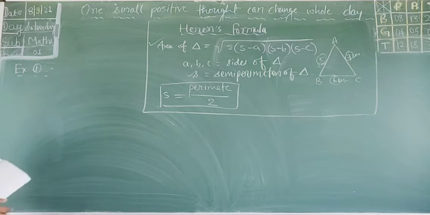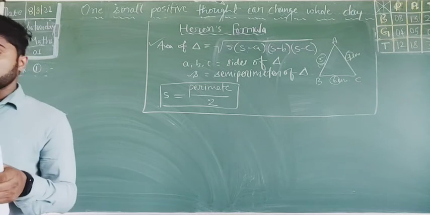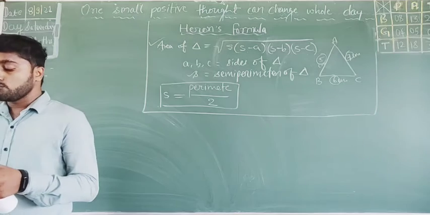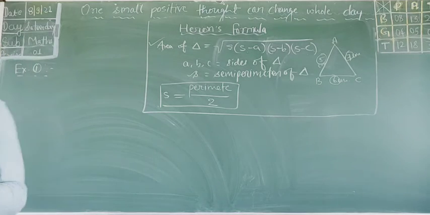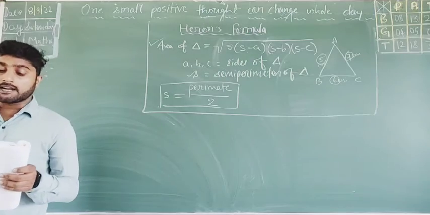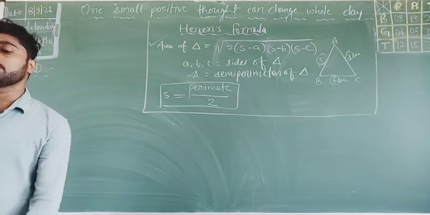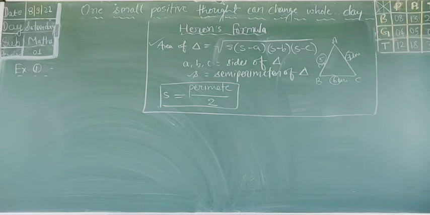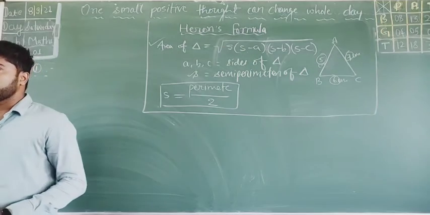So question number 1 is given here, example number 1, page number 201 of your NCERT book. Find the area of the triangle, two sides of which are 8 centimeter and 11 centimeter. Only two sides are given here, and the perimeter is 32 centimeter. In the place of the third side, the perimeter is given.